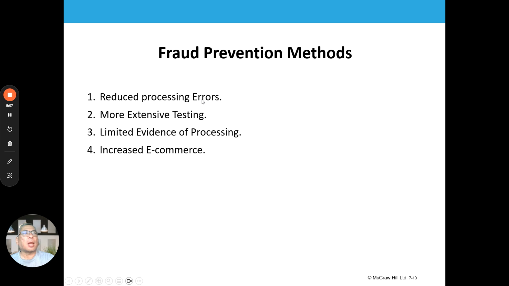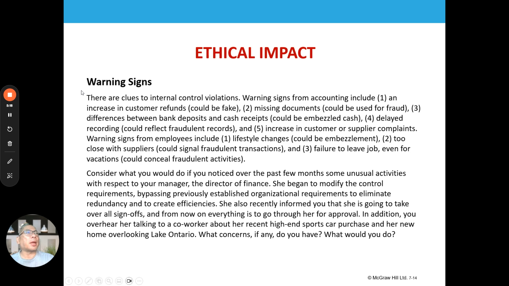Fraud prevention methods: reduce processing errors, more extensive testing, limited evidence of processing, and increase the level of e-commerce. There are several ethical impacts. Warning signs here include customer refunds increasing, missing documents, and differences between bank deposits and receipts, so a lot of reconciliation activities have to be done by the finance department. Also increased customer and supplier complaints. Employee warning signs include lifestyle changes, failure to leave the job, and not even taking a vacation.